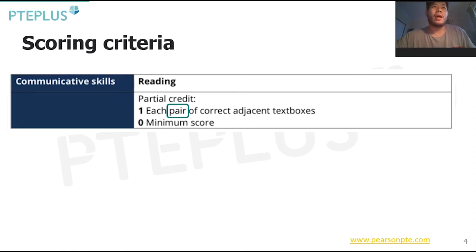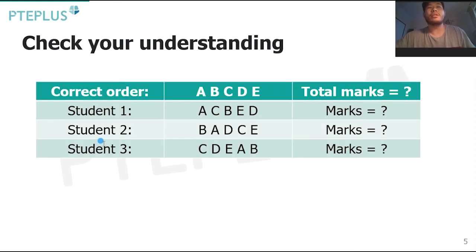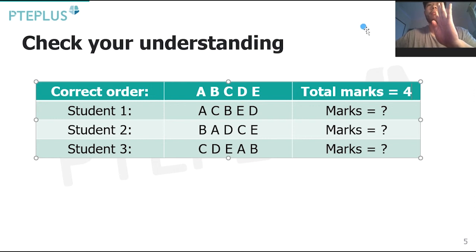What does this look like? It's easier to show you guys, so let me show you. So the correct order should be A, B, C, D, E. Makes sense, right? There are a total of A to B, 1 pair, B to C, 2 pairs, C to D, 3 pairs, D to E, 4 pairs. So in this particular instance, there are a total of 4 possible marks for 4 possible pairs.